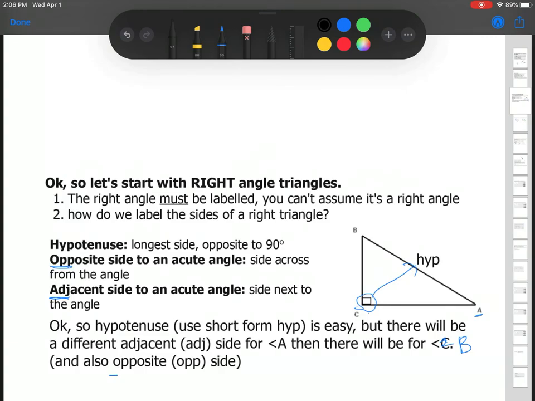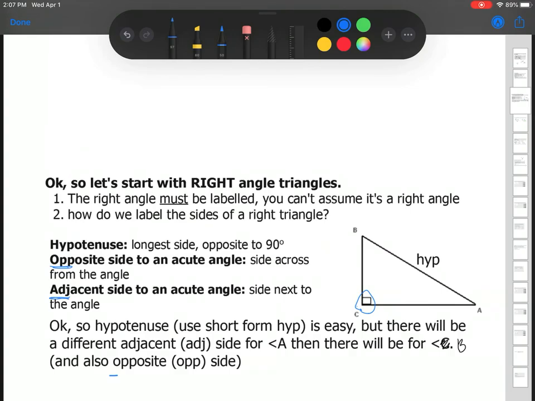So a right angle triangle is what we're going to focus on first. It has to be labeled, so it has to have that little square at the bottom to show that it is a right angle. You can't just assume. And then we are going to label the sides of the triangle.